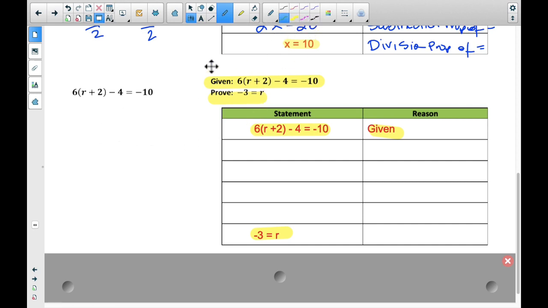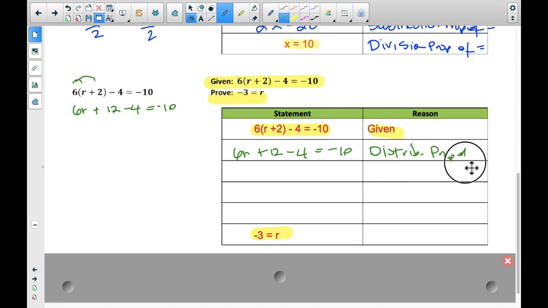How do we solve this equation? Well, from my equation skills, I know I'm supposed to distribute this, and that gives me 6r plus 12 minus 4 is equal to negative 10. I'm going to write that down. How do I know that? Well, what did I do? I just distributed. We have a property called the distributive property of equality. So if I distribute, I write down here, distribute.